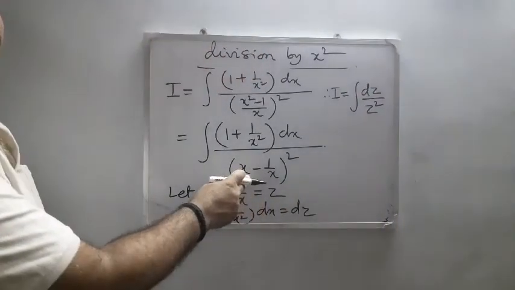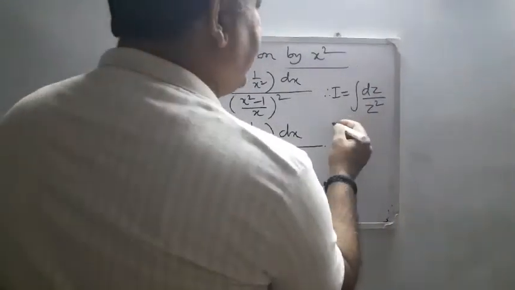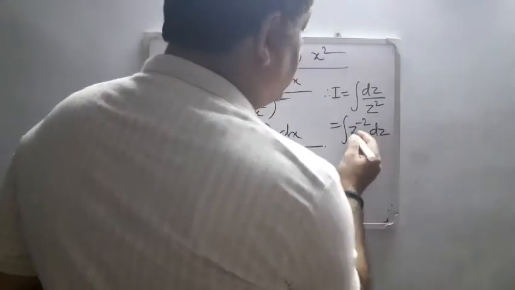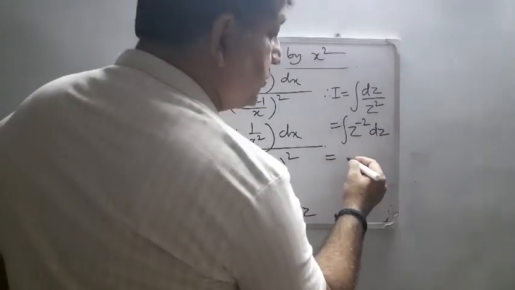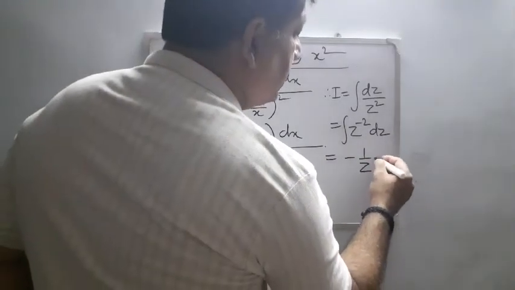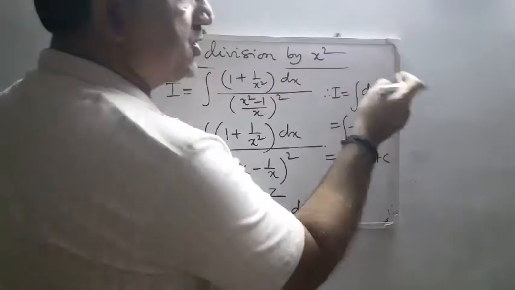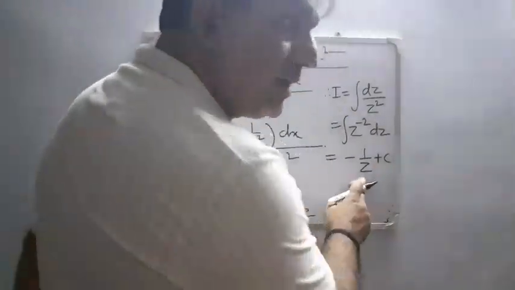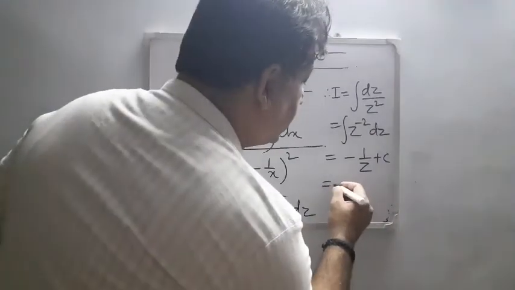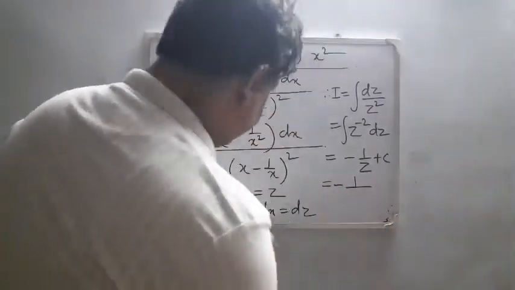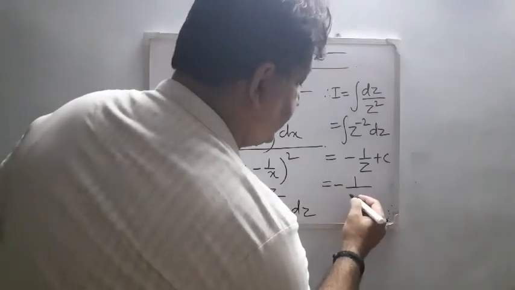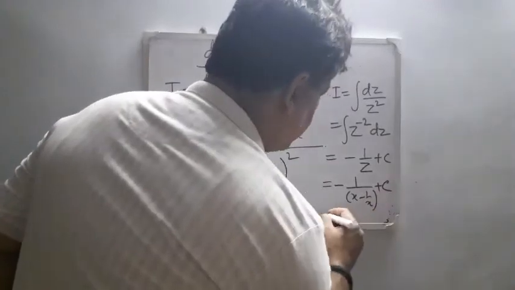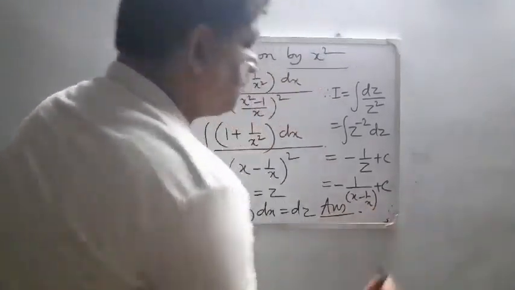This z square should be taken in the numerator: integral z power minus 2 dz. The integral of z power minus 2 is z power minus 2 plus 1 divided by minus 2 plus 1, so you can write minus 1 by z plus c. Further, after putting the value of z, you can write minus 1 by x minus 1 by x, plus c. So this will be your answer.